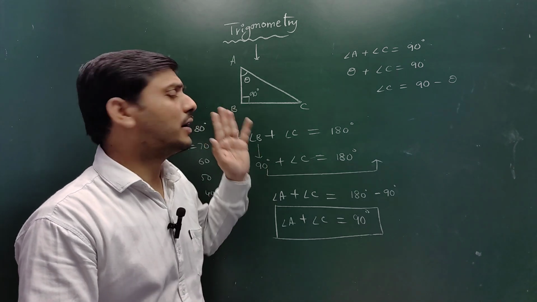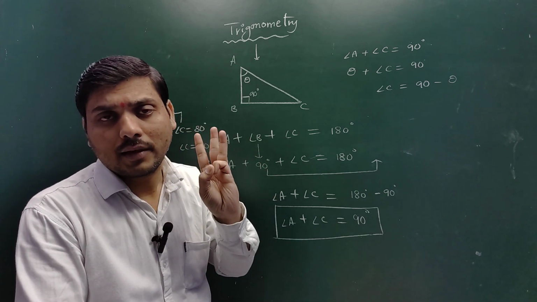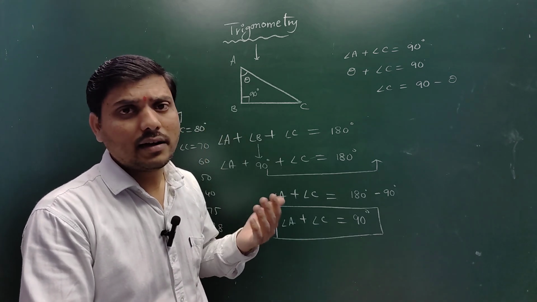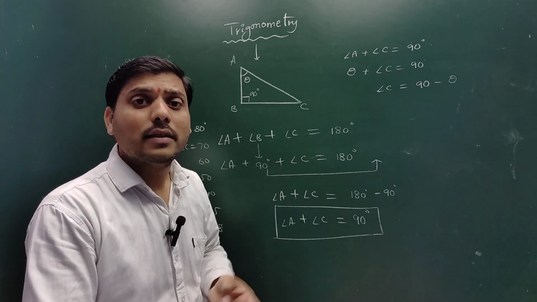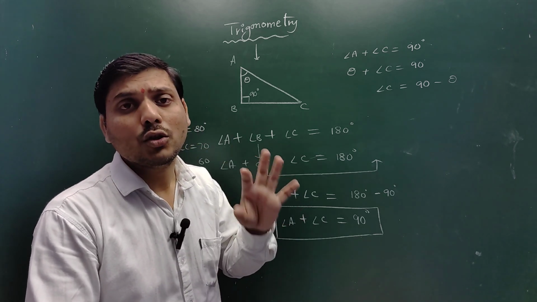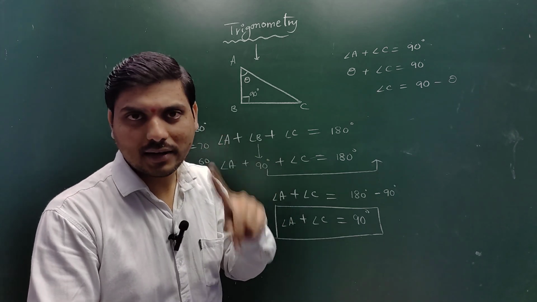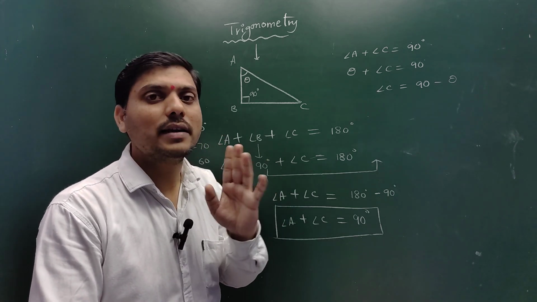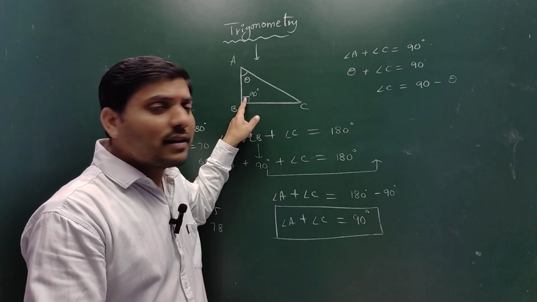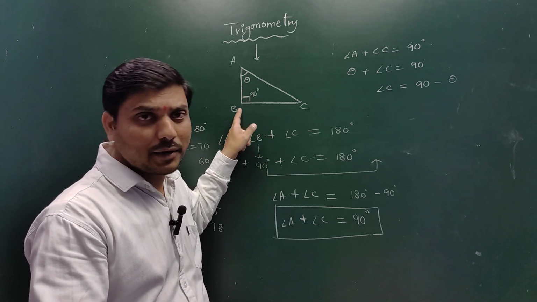Now in this session, the sides of a triangle have names. Each and every triangle has three sides, and a right angle triangle also has three sides. The sides of a right angle triangle have special names, and those names depend on two concepts: one is the acute angle, the second one is the right angle.